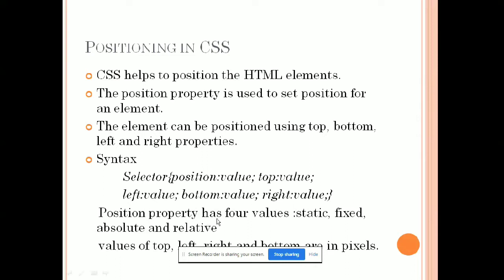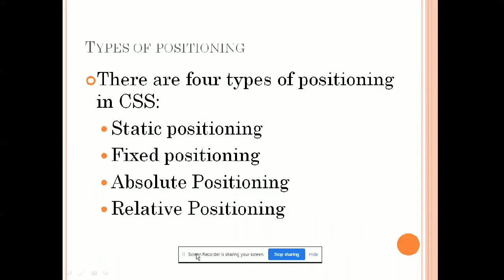Position property has 4 different values: static, fixed, absolute and relative. Over here, the first position, static, is the default position. We never give position static anytime. It does not make any sense. Values for top, left, right and bottom are given in pixels. So the types of position we have already seen: static positioning, fixed positioning, absolute positioning and relative positioning. We are going to see each one of them individually.